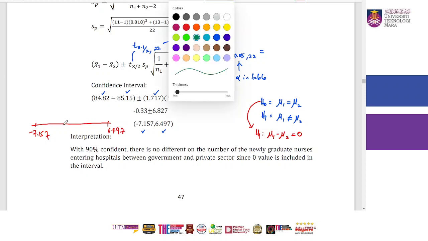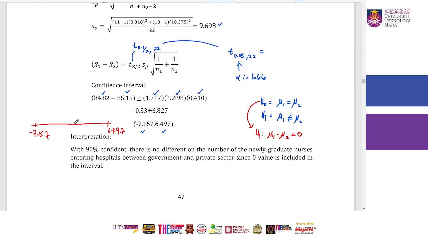So 0 is over here. So you have 0 over here. So 0 is included in these two area. Okay, these two values. So 0 is in the middle. In other words, there is no difference. We fail to reject the null hypothesis.